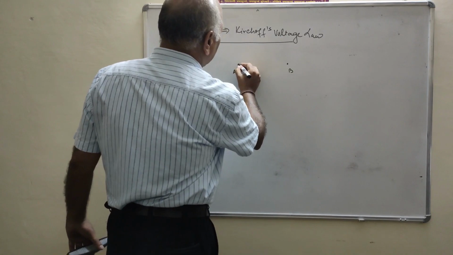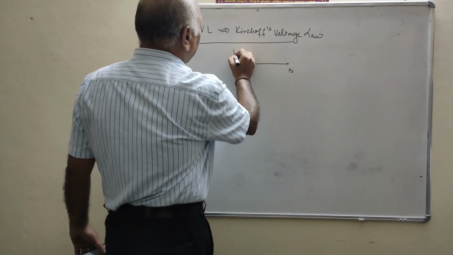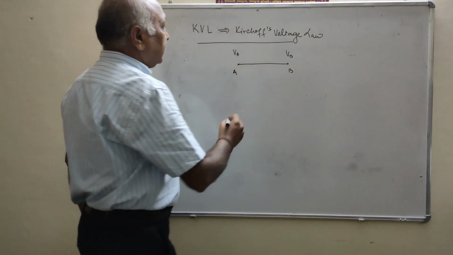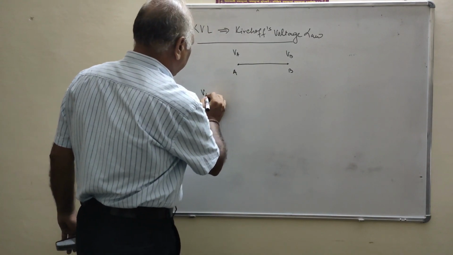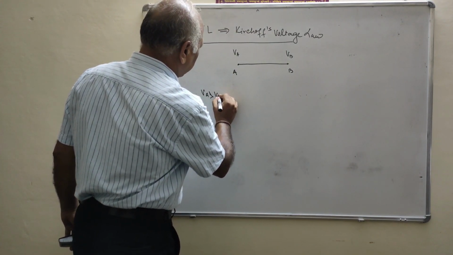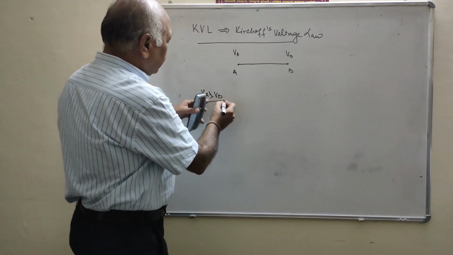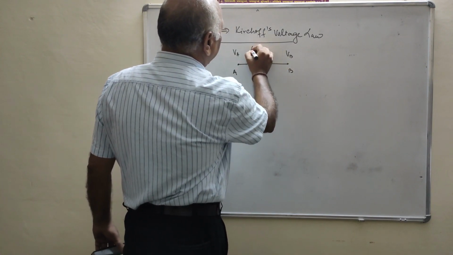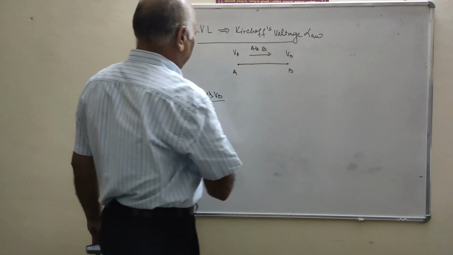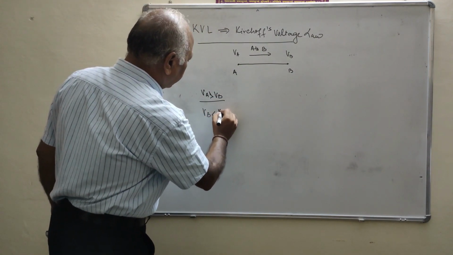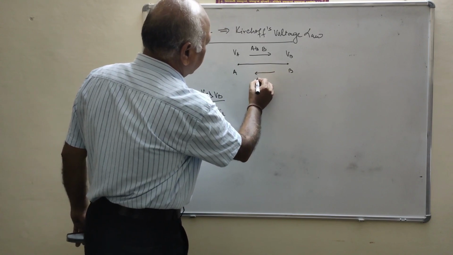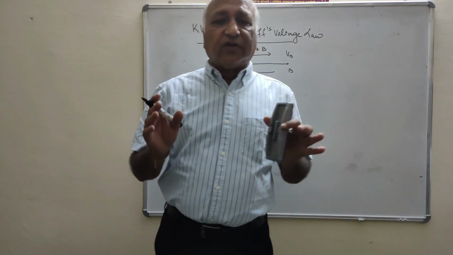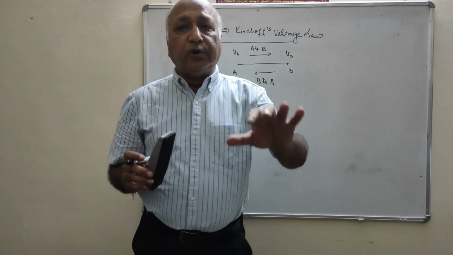Clear? And we say this is VA and this is VB. Clear? If VA is greater than VB, that means the direction of the current will be A to B. Clear? And if VB is greater than VA, then the direction of the current will be B to A. Clear? Always remember, the current always flows from high potential to low potential.